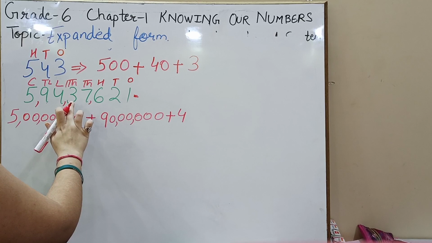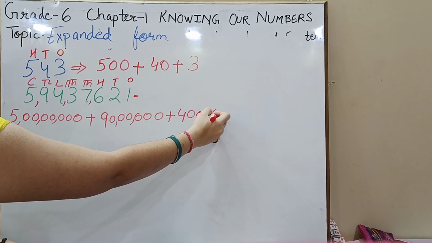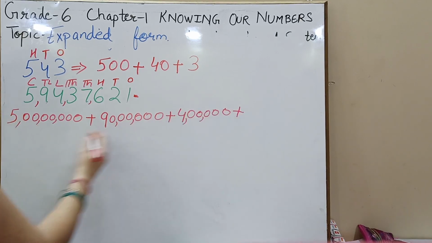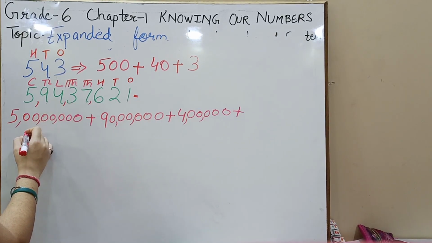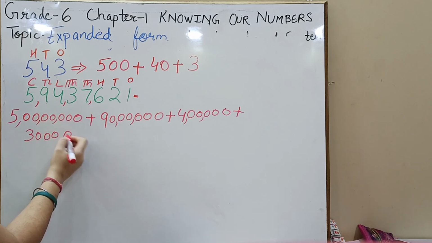How many zeros in lakhs? 1, 2, 3, 4, 5. Just put down the commas. Plus, the next number will be 10,000. 3. How many zeros? 1, 2, 3, 4.